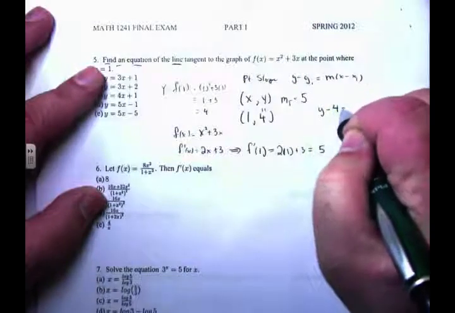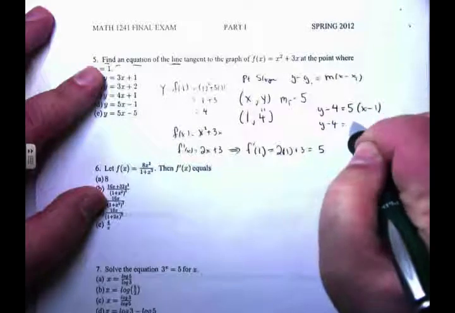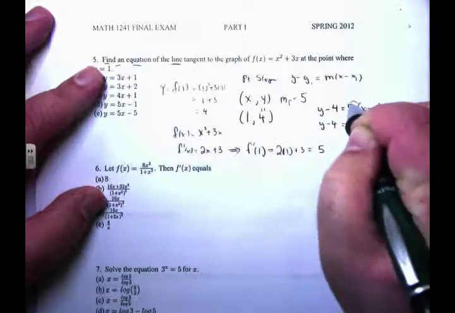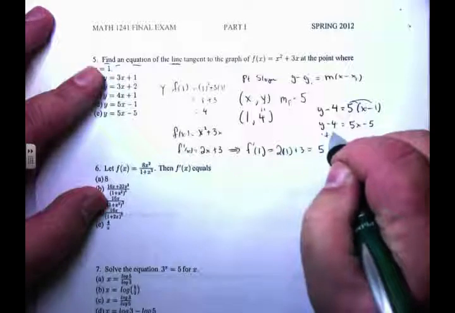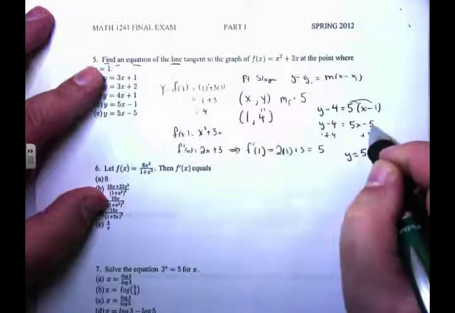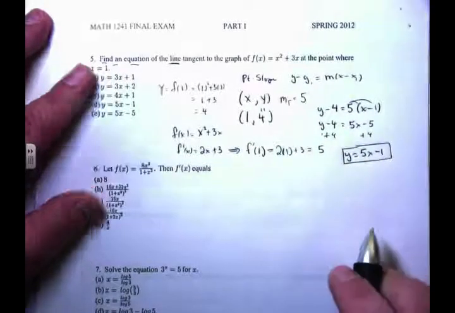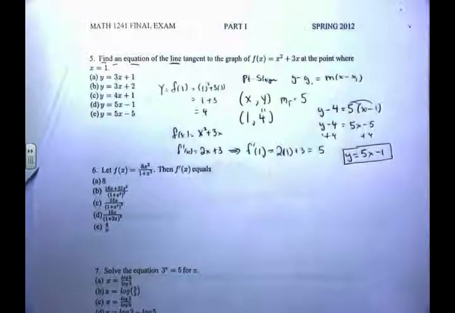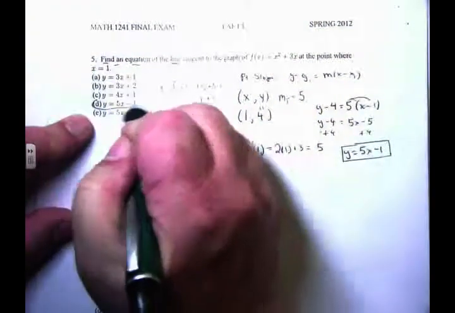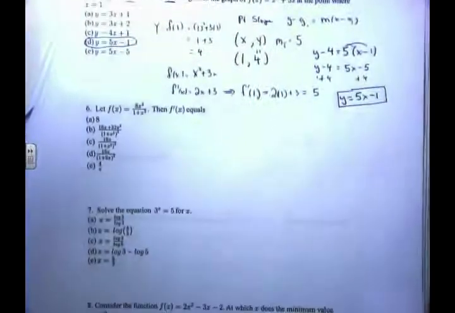Now I use my point slope form. y minus the y-coordinate 4 equals the slope of the tangent line 5 times x minus 1. y minus 4 equals 5x minus 5 when I distribute. Then I add 4 to both sides and I get my line: y equals 5x minus 5 plus 4, which is 5x minus 1. So this is the equation of my line, which is answer D. Does that make sense? Questions, complaints, comments? All right.